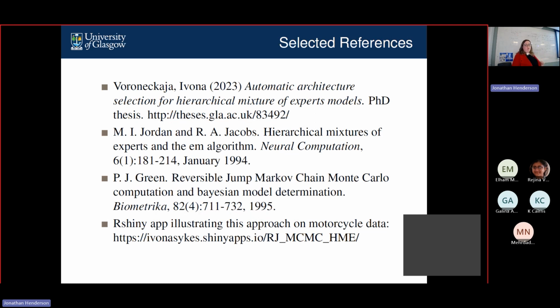These are the references I promised you. So the first is Ivana's thesis, which is a really nice introduction to the ideas of all these HMEs. It has a great discussion of maximum likelihood estimation of them, as well as the Bayesian. Classical references of the HME, the mixture of experts, and RJ MCMC.